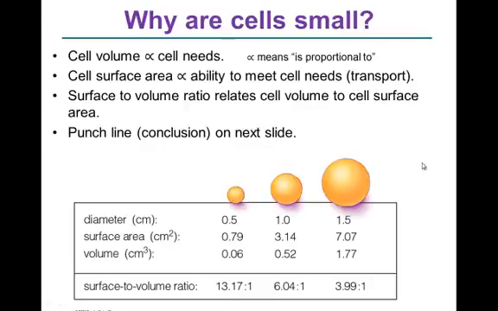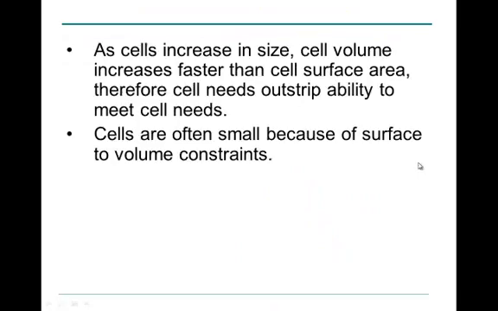And this has some serious implications. Okay, the volume increases faster than surface area. Therefore, the cell needs, which are proportional to cell volume, will outstrip the ability to meet the cell needs, which, of course, that ability to meet needs is proportional to transport or to surface area. And so cells are often small because of surface to volume constraints. This is an important thing that you should be able to explain.